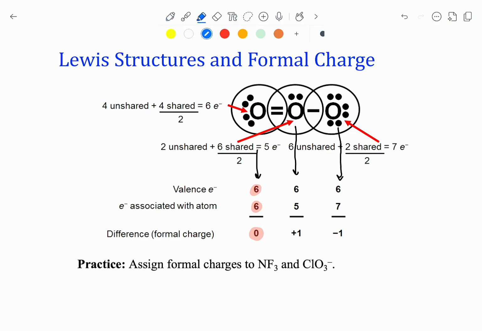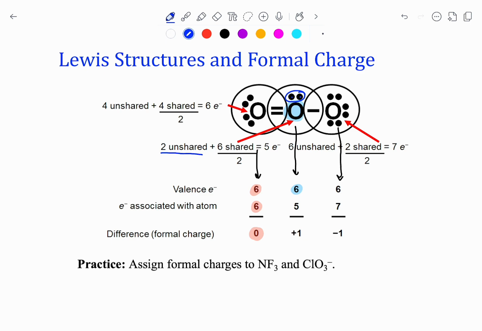So let's look at this middle oxygen now. So it's still going to have the 6 valence. That doesn't change because that's coming from the periodic table. But now we want to calculate the associated electrons. So we first look at the unshared electrons. So that's the lone pairs. There's 1, 2 unshared electrons. So 2 electrons that are in lone pairs. So that's how we get our 2 unshared. Okay. We're going to add to that the total shared electrons divided by 2.